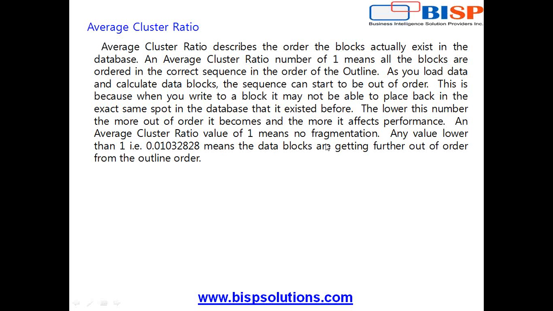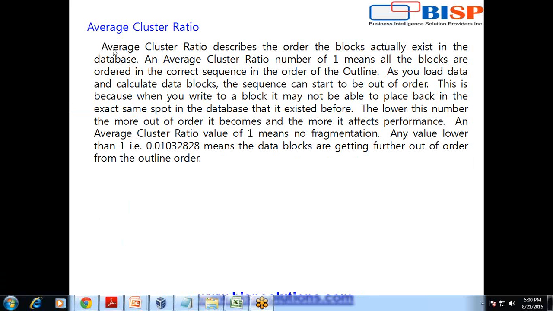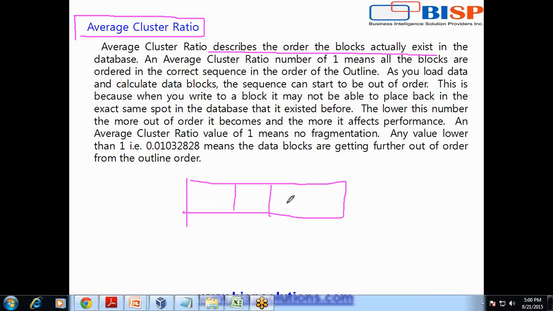As per the definition, the average cluster ratio describes the order in which blocks actually exist. So assume this is my cube, and I've got 4 blocks and all four are occupied. The cross mark says they're occupied. So if all blocks are occupied, my average cluster ratio is 1. It means all blocks are ordered in a correct sequence and they are occupied.